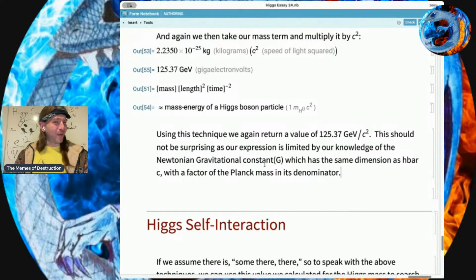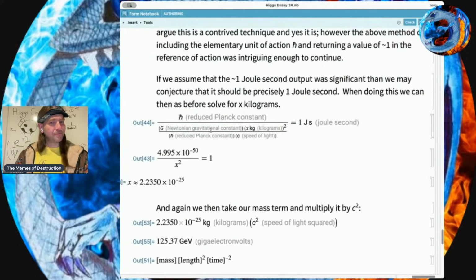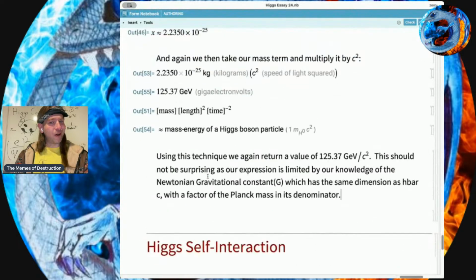I basically just wrote what was on screen here. So again, we're relating to Planck mass because big G is equivalent to h bar c. We just have to factor the Planck mass in. So we'll go over that I think tomorrow.